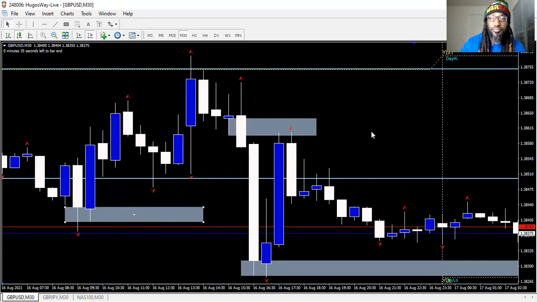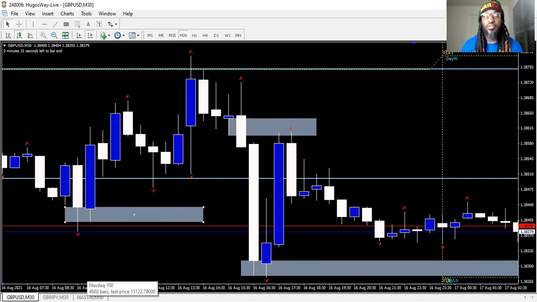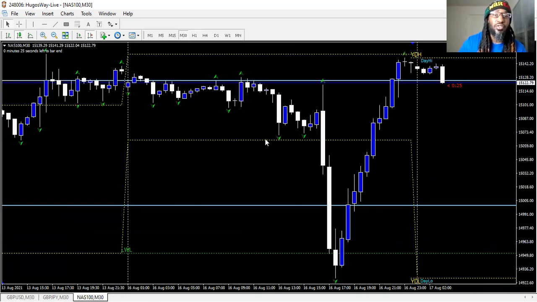So now let's go to the NAS 100, and I want to show you guys that these institutional levels work with the NAS 100. All right, so here we go with the NAS 100. Like I told you guys earlier, the only thing I have on my chart is these institutional levels, and I love the daily high, daily low, weekly high, and lows.